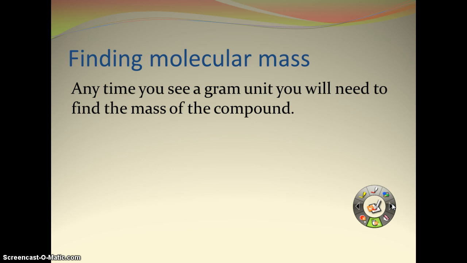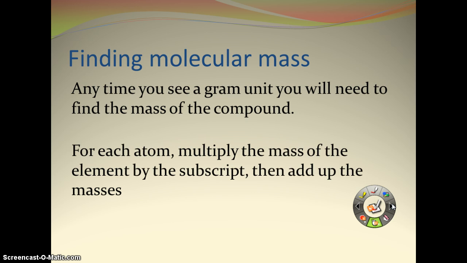So finding molecular mass, anytime you see a gram unit, that's going to be your clue. You're going to have to find the mass of the compound. For each atom, you're going to multiply the mass of the element, which is going to be found on the periodic table, by the subscript, and then add all of those masses together.